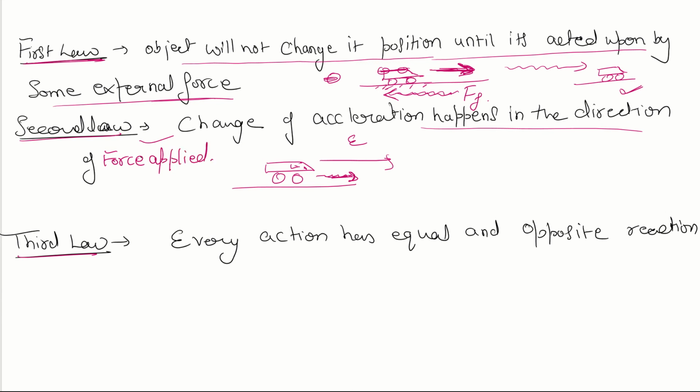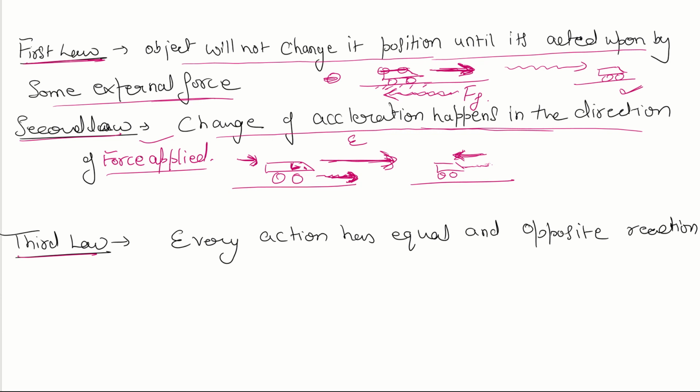Now you can take another analogy rather than throttling the car with the engine. So a kid is driving this car, and you apply the force from behind. If you apply the force, what's going to happen? The car will accelerate in the forward direction. And if a kid is approaching towards you in his car, and you're trying to stop him, you'll apply the force in the opposite direction. So the car will start decelerating. So acceleration will be in the opposite direction. So that's what the second law says. Change in acceleration happens in the direction of force applied.